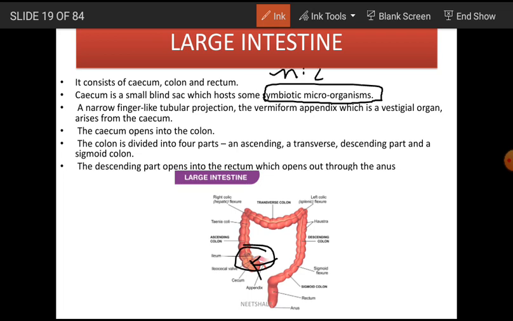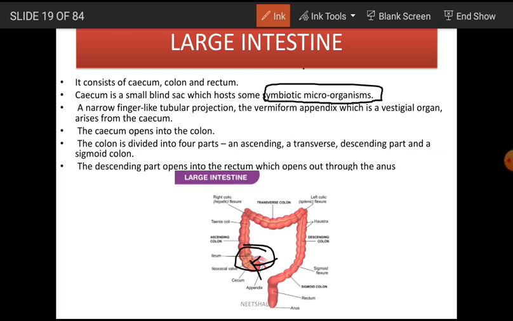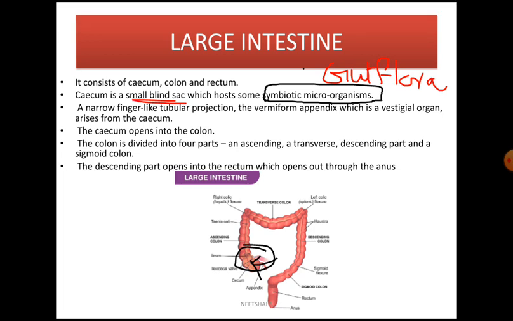they are also known as gut flora. So I'll write over here, they are also known as gut flora. Gut flora is present over here in the cecum region, and it is a small blind sac-like structure which is not very visible, which is why it is called a blind sac. Now here you can see a small finger-like projection, so I will just zoom in.